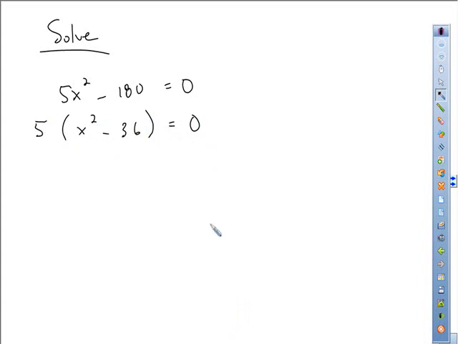Then you have to recognize, what is this right here? This is a difference of squares, so we can factor this. You remember the pattern for factoring difference of squares. You know right away you're going to get x plus 6, x minus 6 is equal to 0. And then take each one of these factors and set them equal to 0: x plus 6 equal to 0, x minus 6 equal to 0.